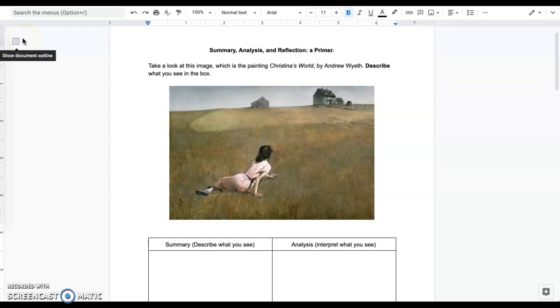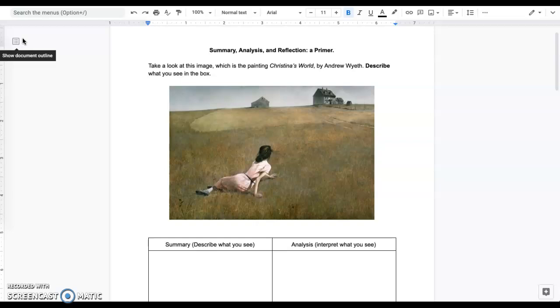So today we're going to talk about the difference between summary, analysis, and reflection, because every time we have a guest speaker, you will be writing a whole reflection piece and you will have to do all three of those skills. You'll have to summarize, you'll have to analyze, and you'll have to reflect.